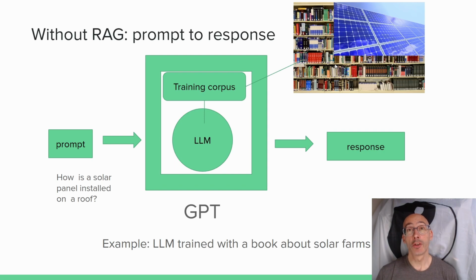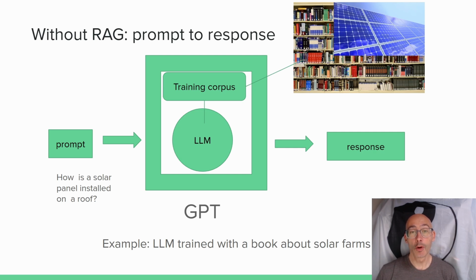Everybody by now has used ChatGPT, right? How does it work? Well, I have a video about that. However, let's get a little recap. The prompt is simply what you write to ChatGPT, for example, or to Llama, anyway, to a large language model. How is a solar panel installed on a roof? For example, if you have to install one. You send it, you get a response.